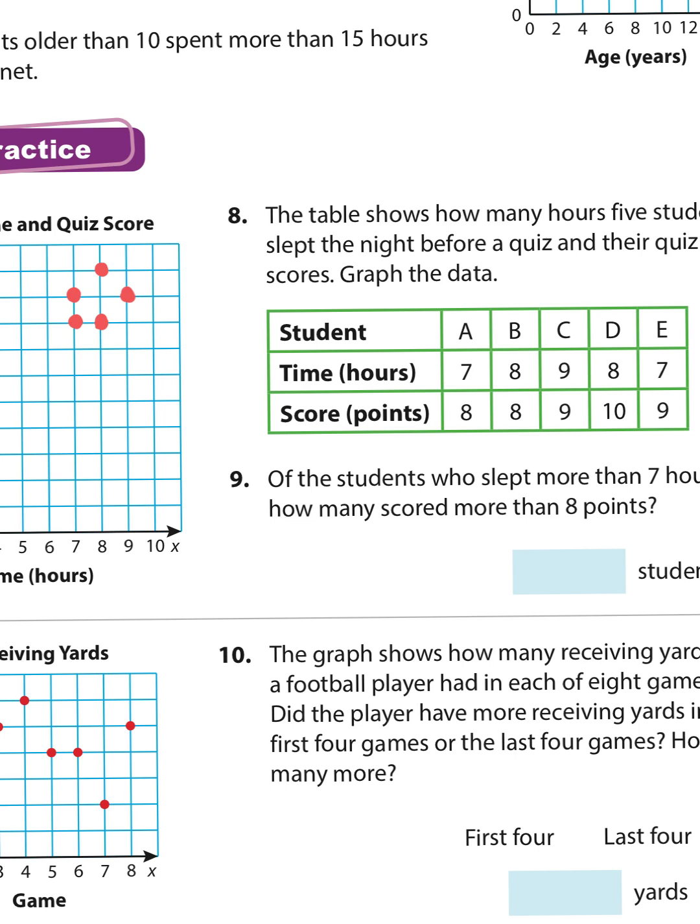3. Look carefully. More than 7 hours. So I don't want to look at these. I want to look at all 3 of these. How many scored more than 8 points? Here's 8. This is exactly 8. How many scored more than 8? 1, 2. Only 2. So of the students, 2 who slept more than 7 hours scored more than 8 points. You can't be 8 or more. It's more than. Okay. All right.